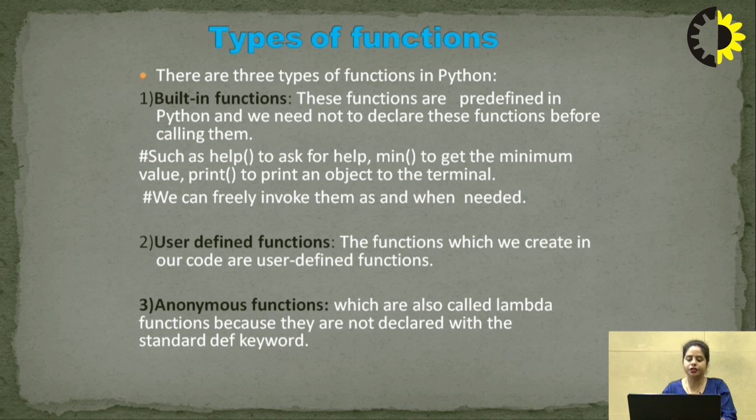The next type of functions are user-defined functions. User-defined functions are those functions which the programmer creates during programming or during coding. The third one is the anonymous function. Anonymous functions are those functions which do not have a name. They are created using the lambda keyword. They are not created with the standard def keyword.